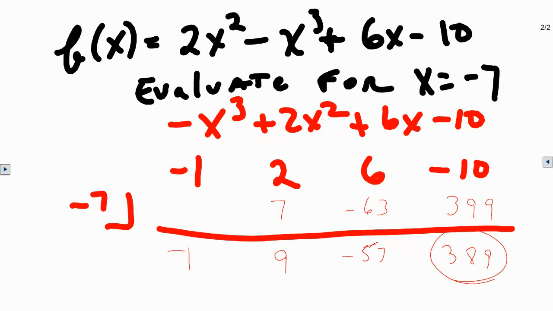So if I evaluate the function, in other words, if I said, what's f of -7? What happens when x is -7? The answer is 389. So this is how you do synthetic substitution.